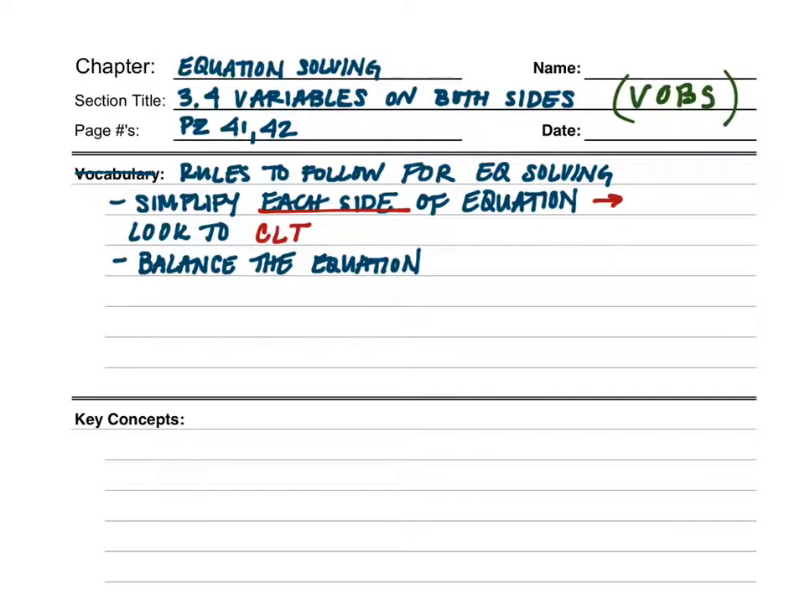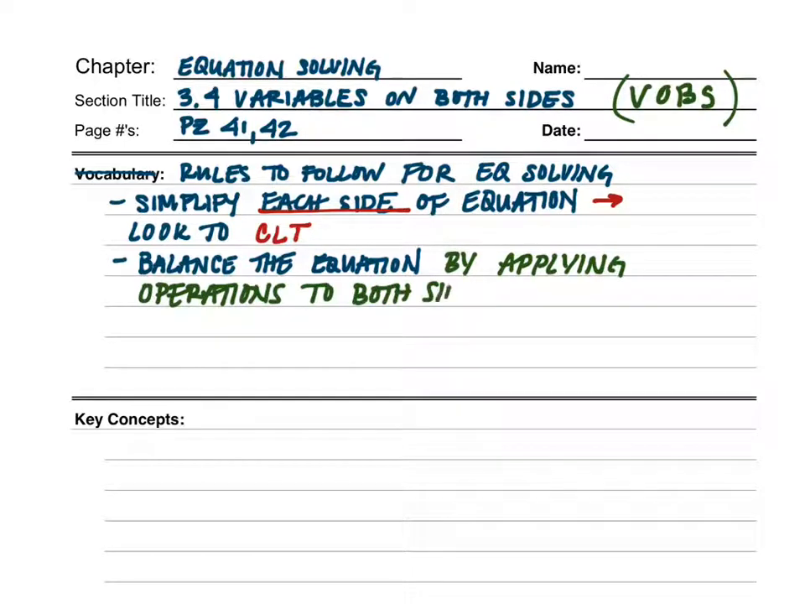So when we talk about balancing the equation, we're looking to apply operations to both sides of the equal sign. So if we add 3 to one side, we need to add 3 to the other. If we multiply by 4/3 on one side, we need to multiply by 4/3 on the other side. So balance the equation by applying the operations to both sides of that equal sign.